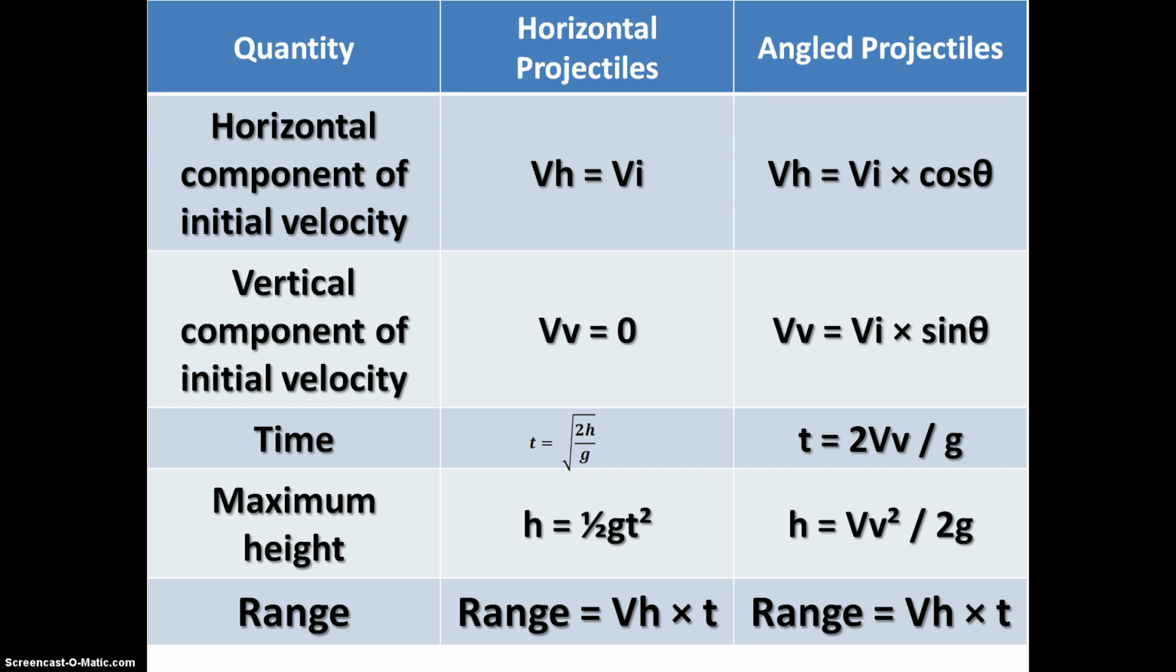Notice also that for horizontal projectiles, the horizontal velocity is the initial velocity because the vertical component starts out as 0. For an angled projectile, however, you have a horizontal component and a vertical component right at the beginning. And that's usually the first thing you have to determine, what are those components. And we'll be getting some practice with that later on.